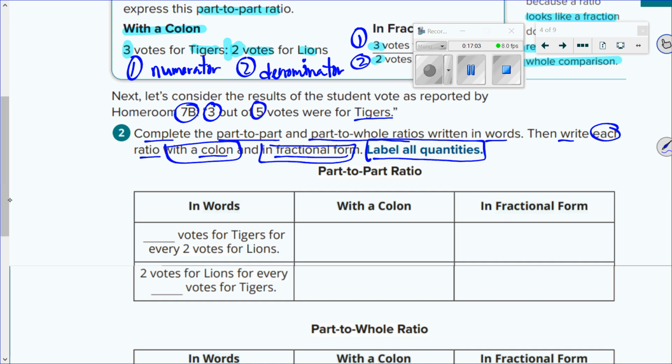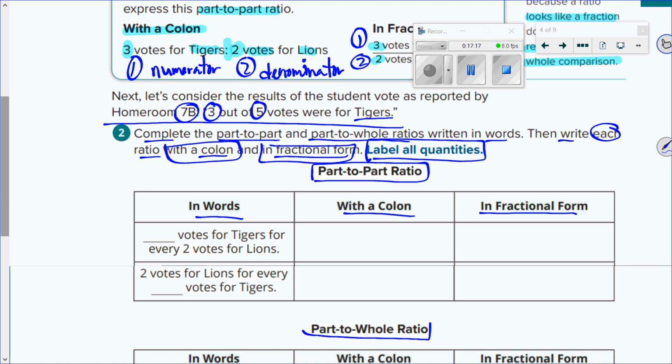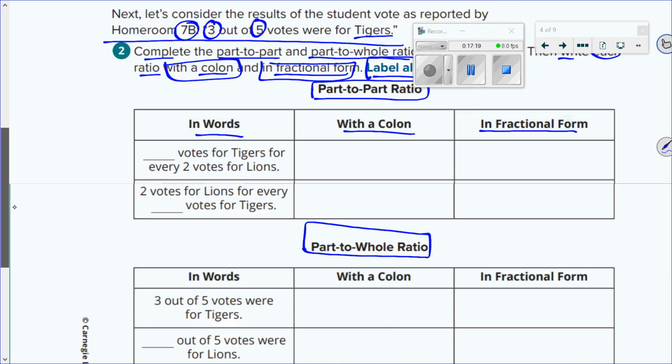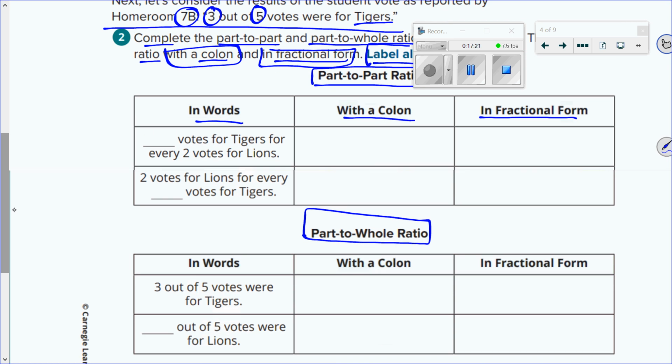We need to write this ratio that they've given us right here in 3 different ways. We're finishing it in words. You're writing it with a colon, and you're writing it in fractional form. You're doing 2 types. You're doing a part-to-part ratio and a part-to-whole ratio. So you've got 12 blanks to fill in. I'll give you guys about 7 minutes. You can work together as a table if you need to, but you need to finish all 6 of these on both sets. Go ahead and go.